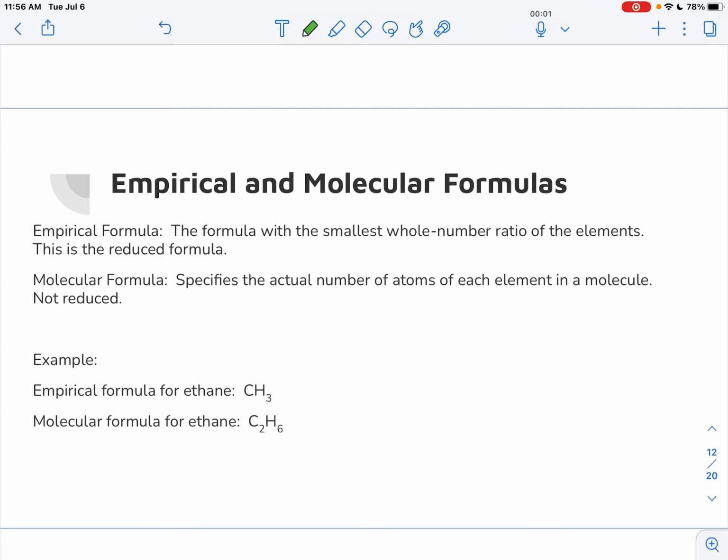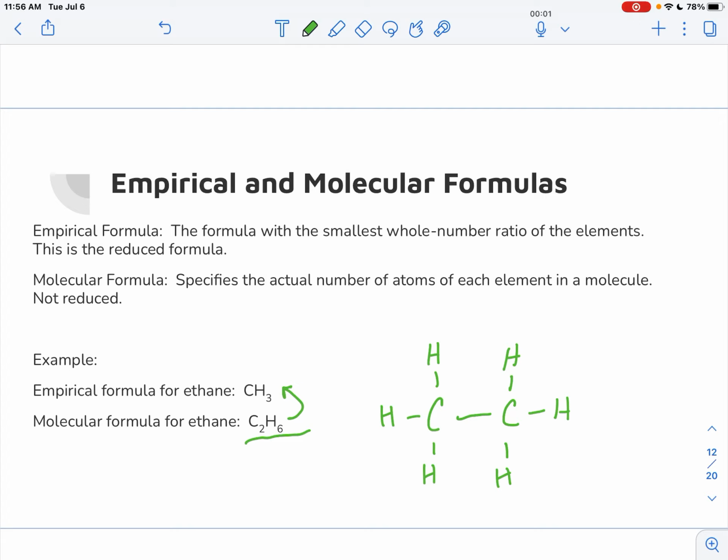So ethane, our example here, looks like this. To find the molecular formula, all you have to do is count the atoms. So we have 6 hydrogens here and 2 carbons. So that's how I get C2H6. To find the empirical formula, you simplify that. Okay? So when you simplify C2H6, which just means reducing the subscripts, you get CH3. So the empirical formula for ethane is CH3.